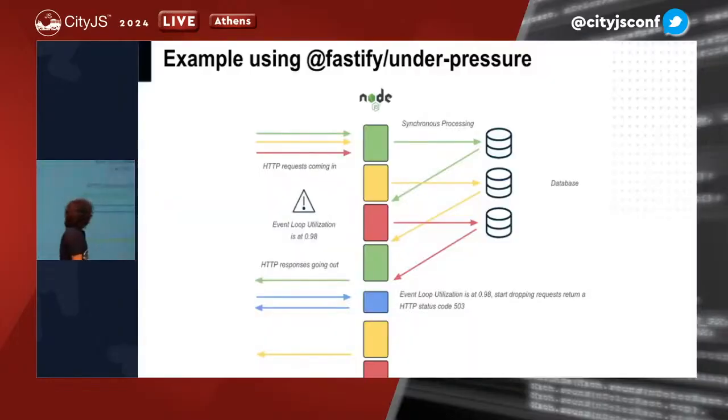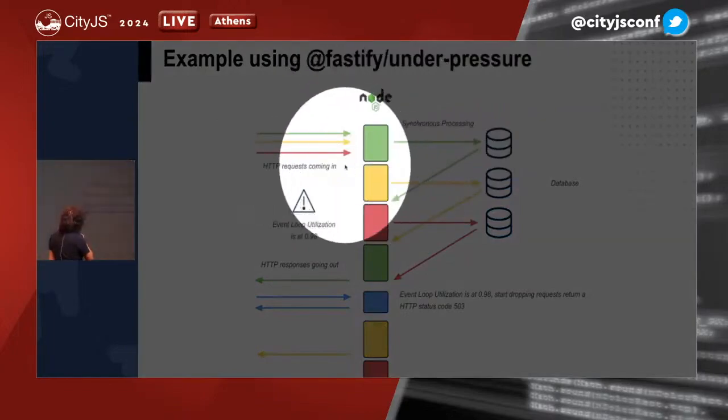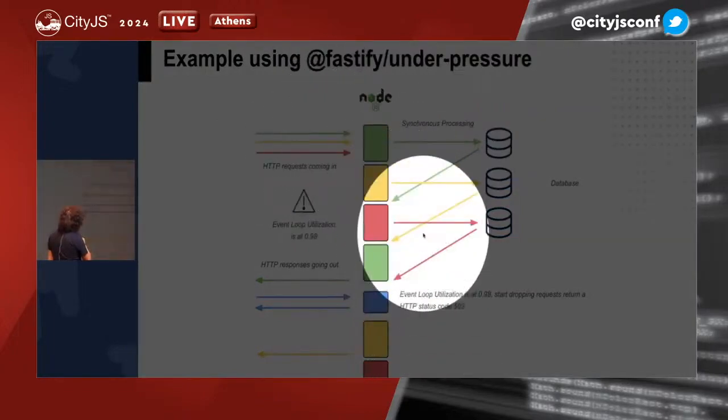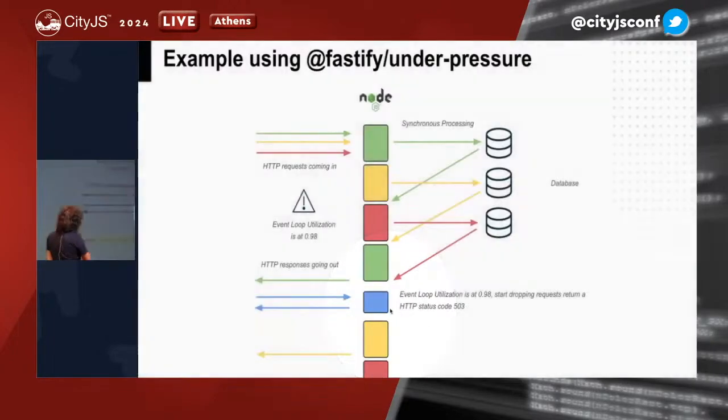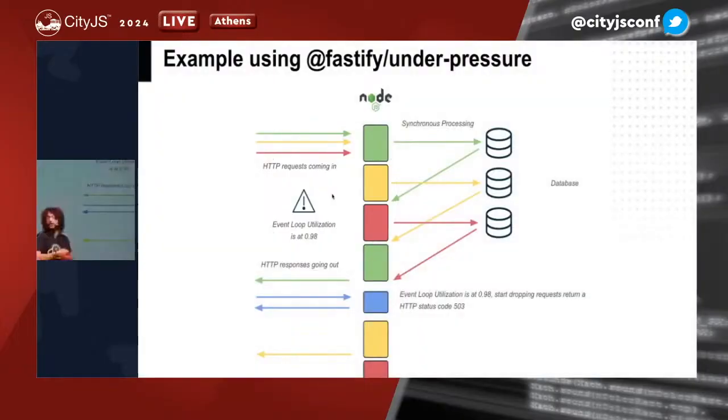Okay, so this is what happens if you use Under Pressure. If three requests come in, it is the same model that we did before, right? However, we can detect that the event loop utilization shows our server is busy. And because of that, we can start returning what is called a 503 error, and basically say, no, we are not rendering this.